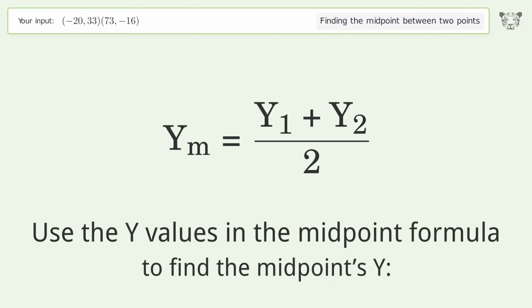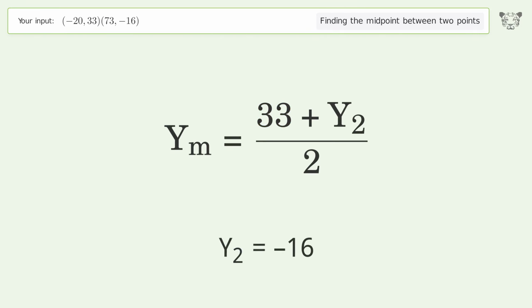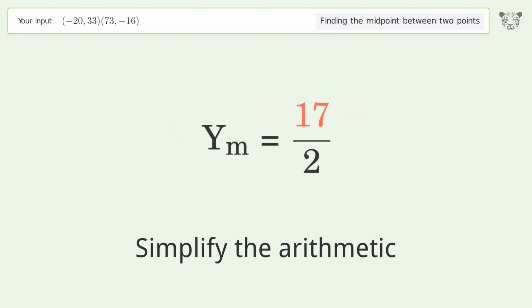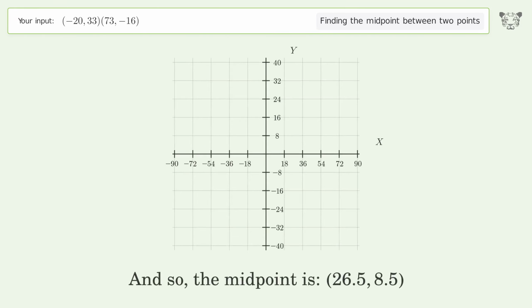Use the y values in the midpoint formula to find the midpoint's y. y1 equals 33. y2 equals -16. Simplify the arithmetic. And so, the midpoint is 26.5, 8.5.